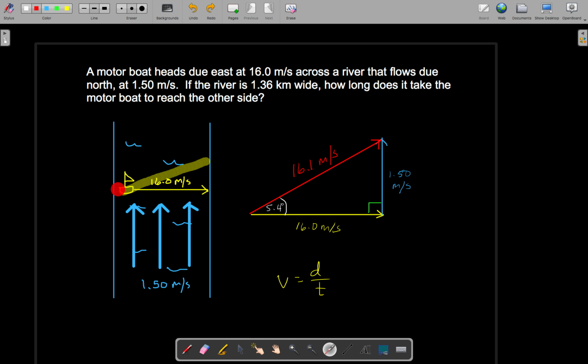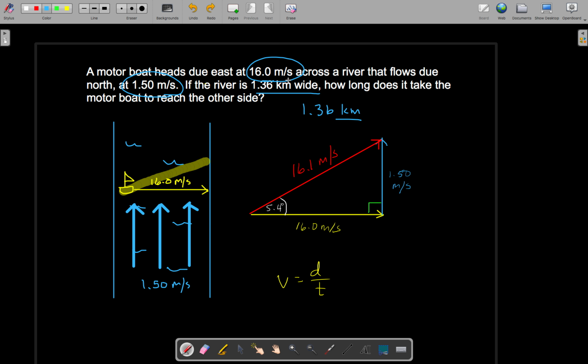So if it started here and it ended here, which is like from there to there, how long did it take? And so the first step is to figure out what we're given and what we don't know. We know the width of the river, or you can also say the distance of the river, which is 1.36 kilometers. Now note that this is not the right units. The reason why is because the velocities are both measured as meters per second. Meters in particular, you'll notice, is the base unit and not a prefix.